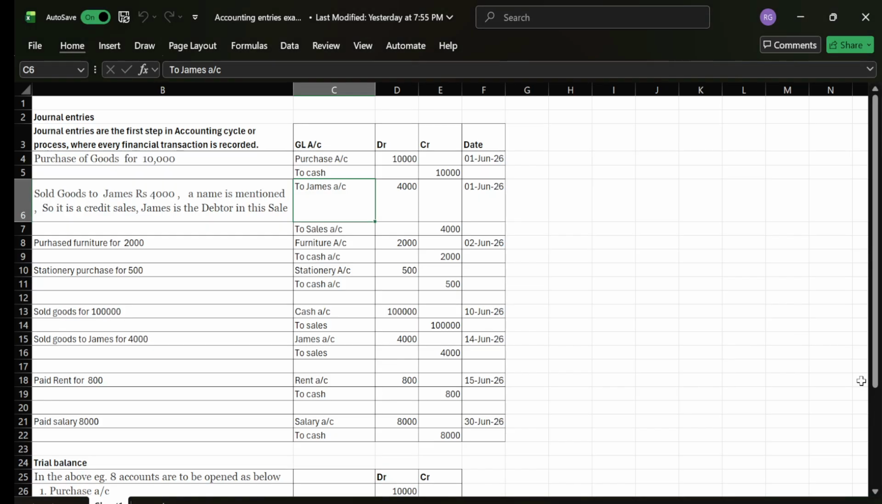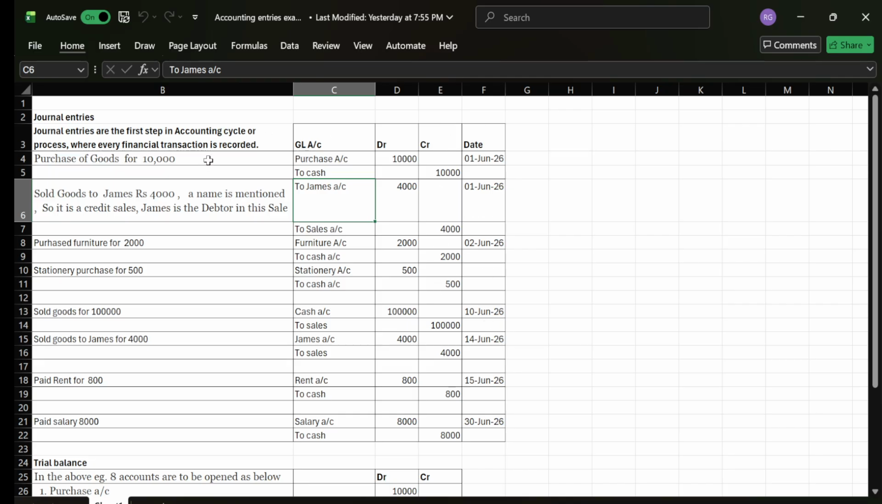Okay. So this is my sample use case worksheet. I have created a few use cases. Against each use case, I have recorded the journal. So these are all the general ledger accounts and related, and then this is a debit column and a credit column, and there's a date of transaction.